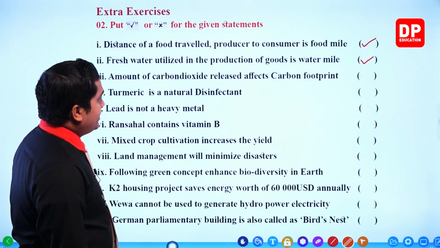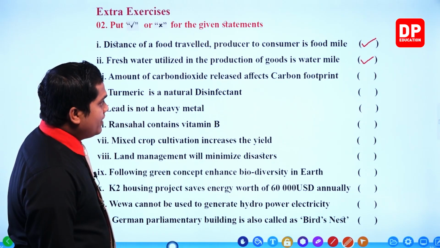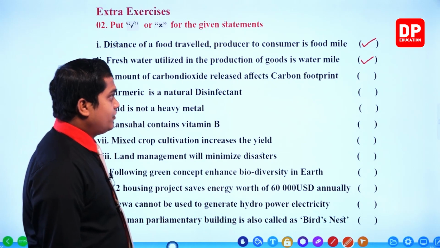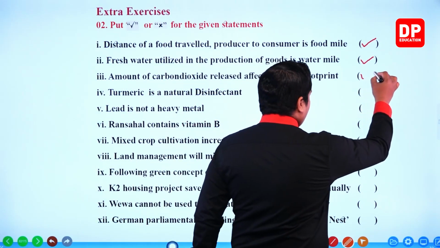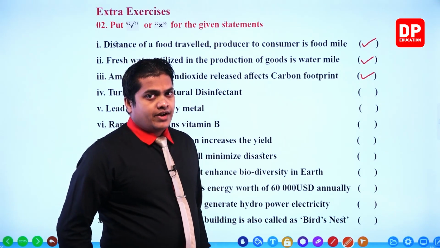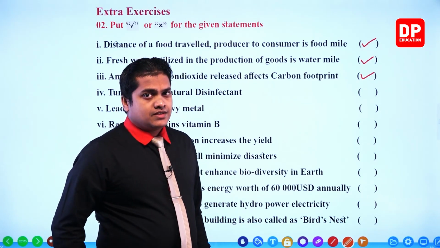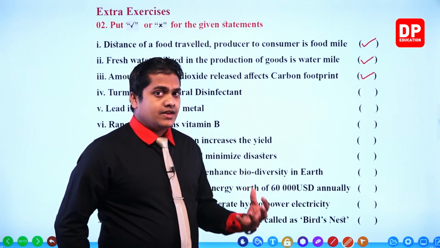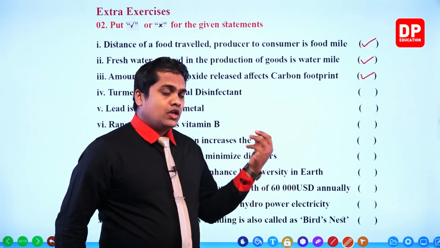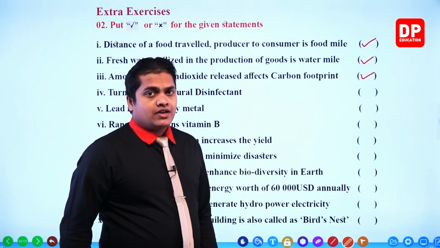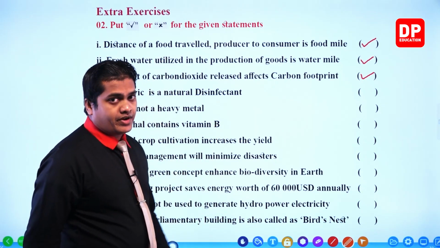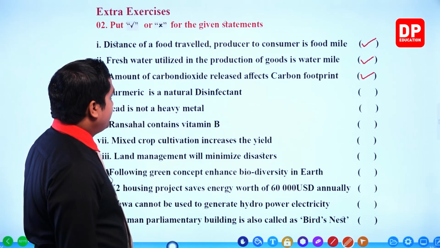Amount of carbon dioxide released affects carbon footprint. Once again, correct. Actually, carbon footprint means the amount of carbon dioxide released by a certain individual or by a certain complex or any kind of a building or some kind of a construction. So the amount of carbon dioxide which is being released is going to affect the carbon footprint. So, it is correct. Next one.